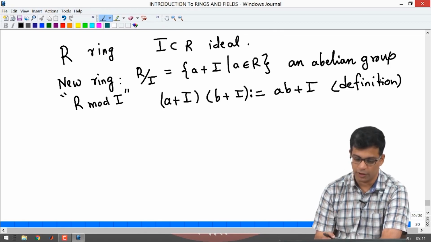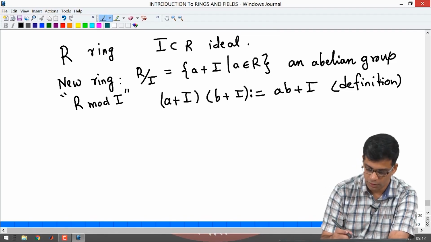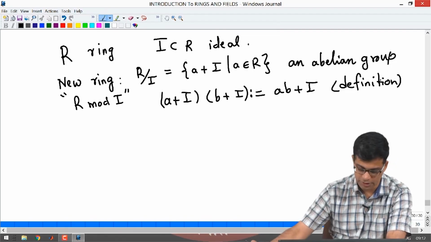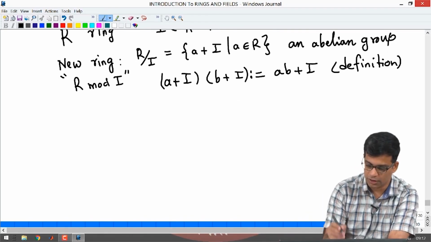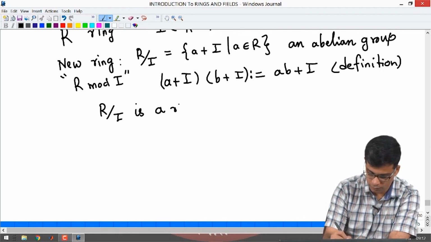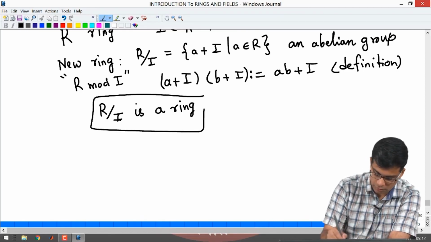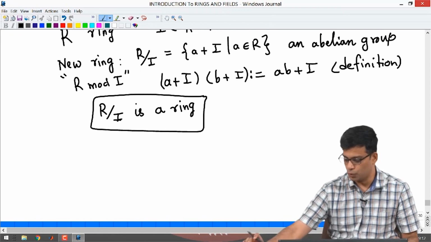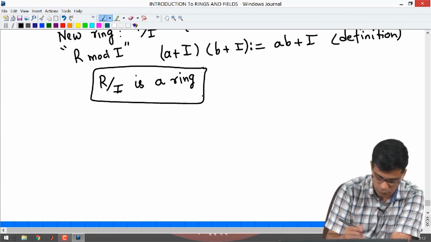So, using that we were able to show that this is a well defined operation, and I did not prove this, I asked you to check these details. With this operation, R mod I is in fact a ring. This is an important construction for us, and I gave you a few examples. The most important example was this.